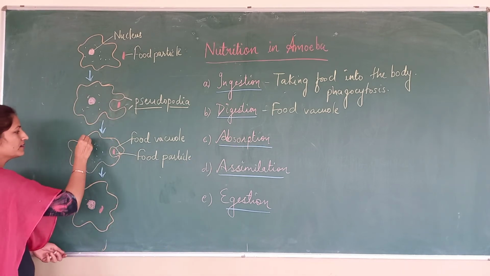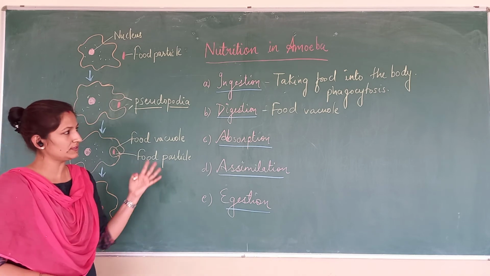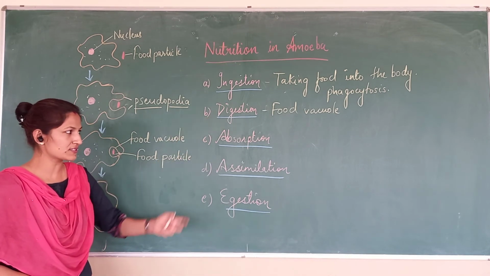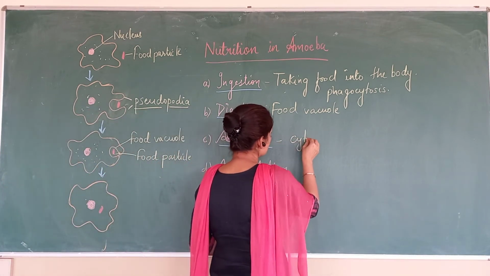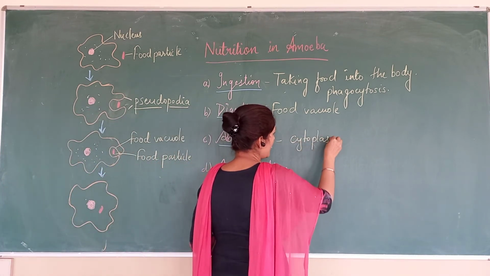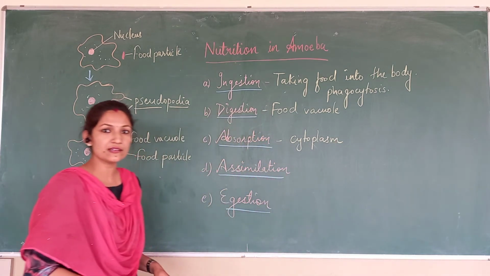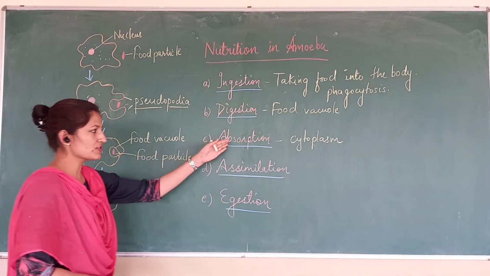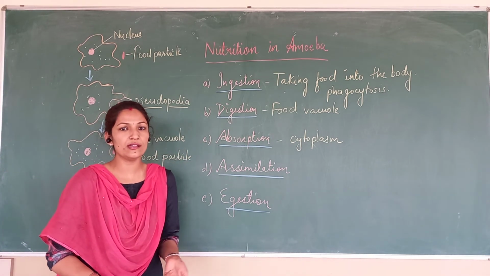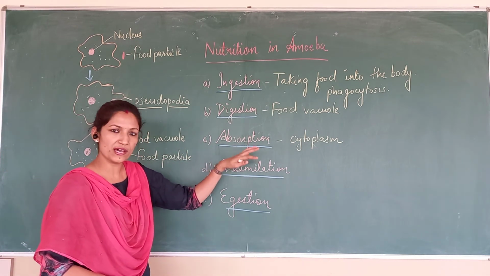Here the rest of the organelles take the nutrients from the digested food. So this is going to occur in the cytoplasm. As it is a unicellular organism, there are no specific structures. In the case of humans, absorption occurs in the small intestine, but here absorption occurs in the cytoplasm itself.